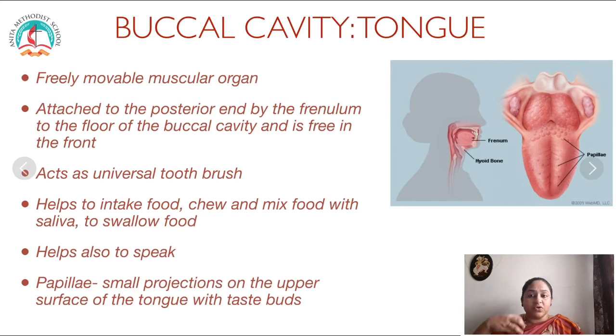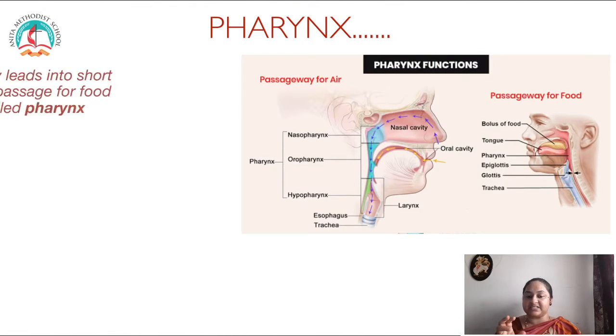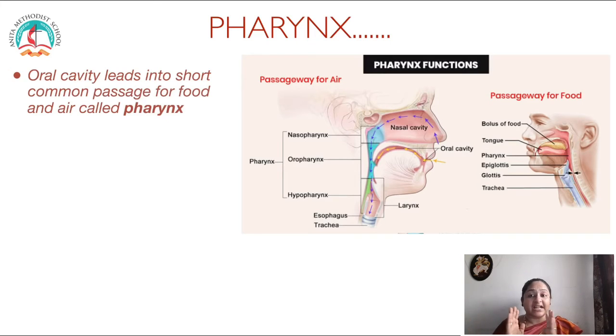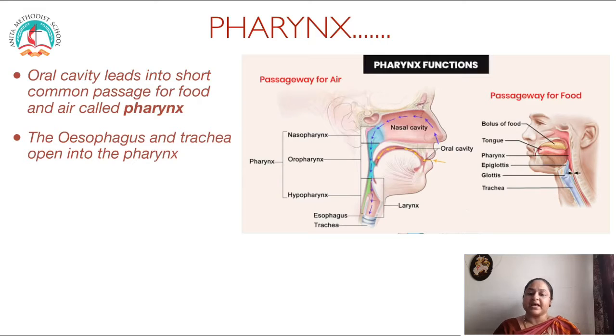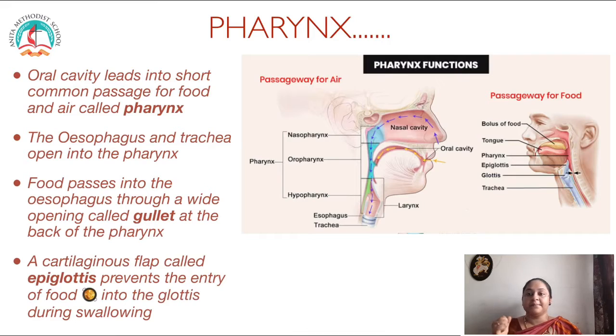Then the food moves into the pharynx. The oral cavity leads into the short common passage for food and air, and that is called the pharynx. The esophagus and trachea open into the pharynx. Food passes into the esophagus through a wide opening called the gullet at the back of the pharynx. A cartilaginous flap called the epiglottis prevents the entry of food into the glottis during swallowing.